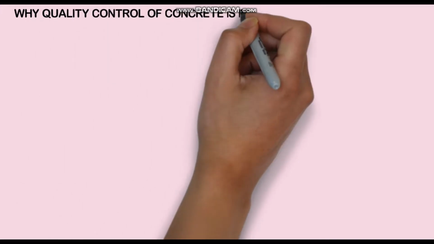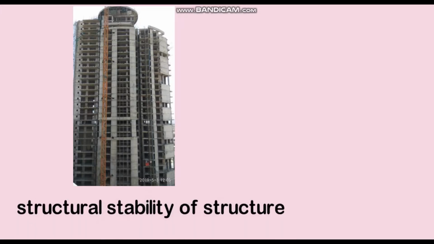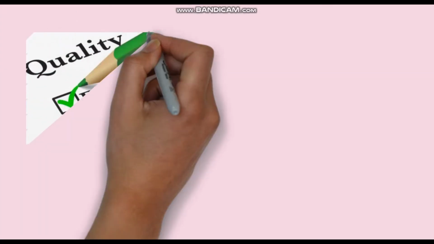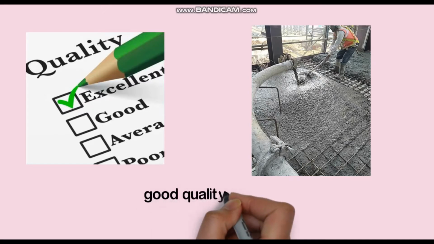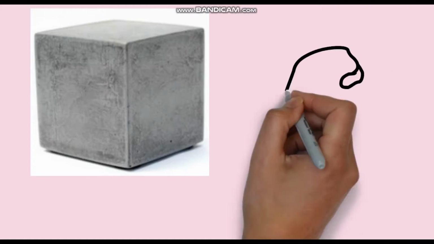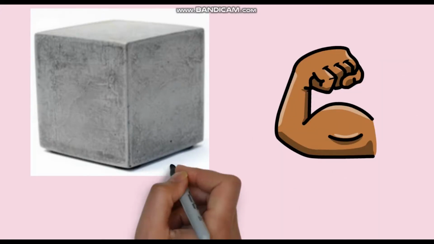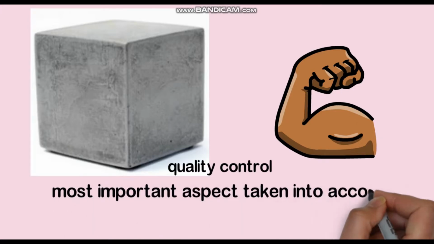Why is quality control of concrete important? Concrete is designed for a particular strength, and the total structural stability depends on good quality concrete. And that is why quality control is one of the most important aspects taken into consideration while doing the production of the concrete.